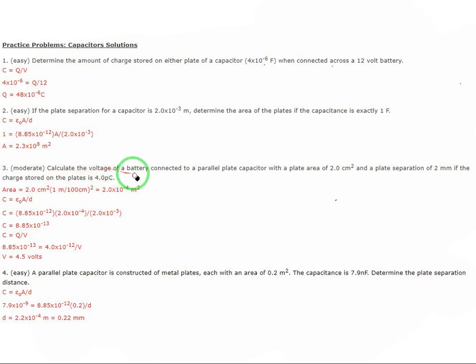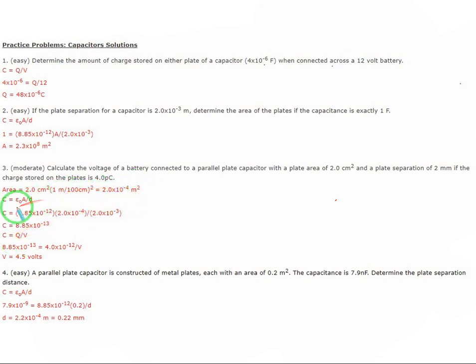Calculate the voltage of a battery connected to a parallel plate capacitor with a plate area of 2.0 centimeter square and a plate separation of 2 millimeter, if the charge stored on a plate is given. Okay, one thing to keep in mind: always convert the units into SI units. This is not an SI unit, so we need to convert it into meters. So area is equal to 2.0 centimeter square, and we need to convert it to meter square. You know that 1 meter is equal to 100 centimeters, so solve it out and your answer will be this.